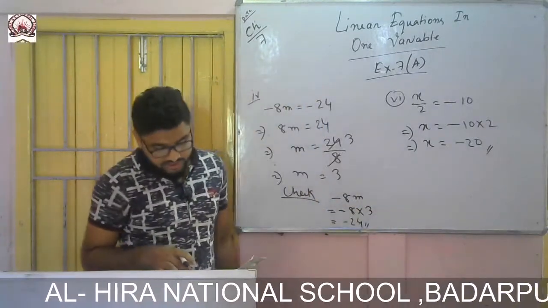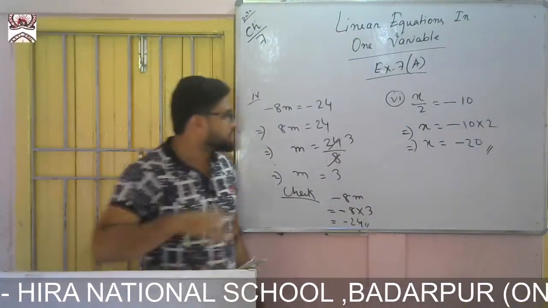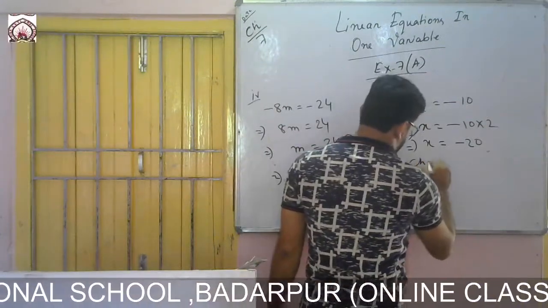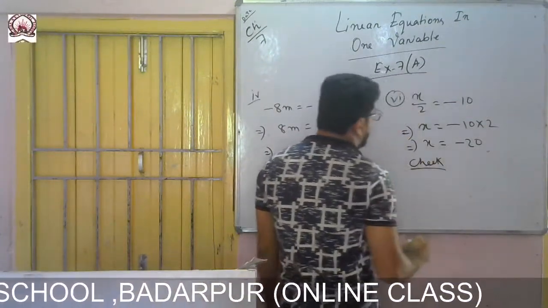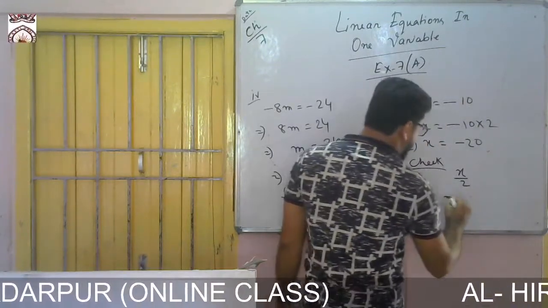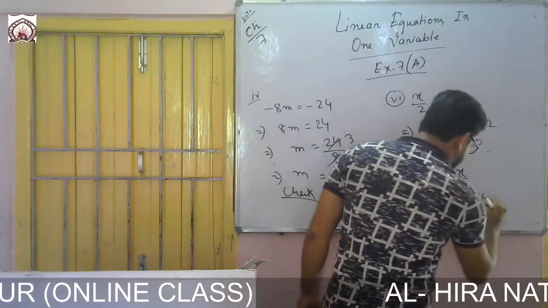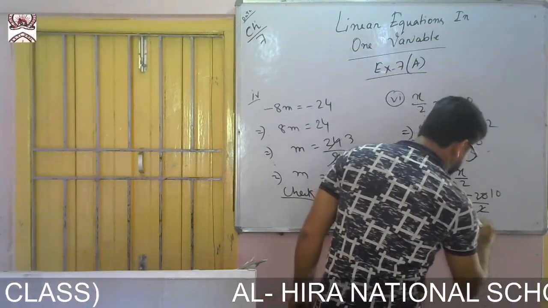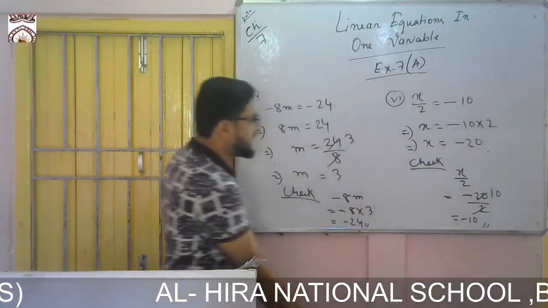Answer: minus 20. Now you check it. X by 2. So x we got minus 20. So minus 20 by 2. If you cancel, then minus 10. Answer is minus 10. Okay.